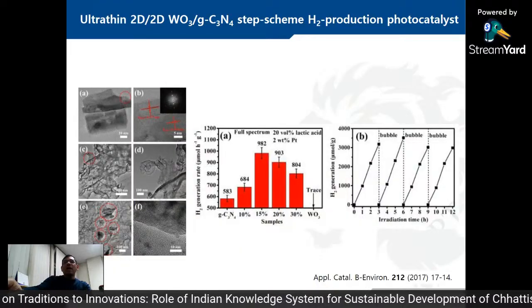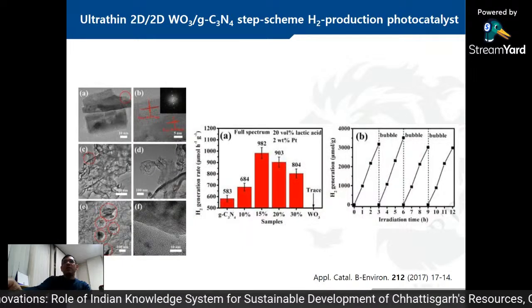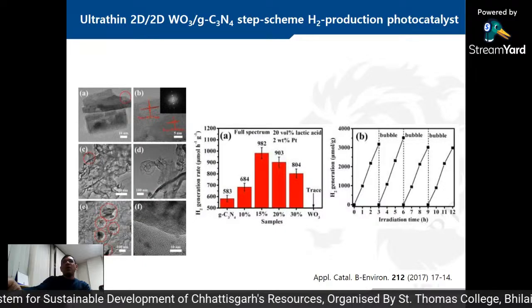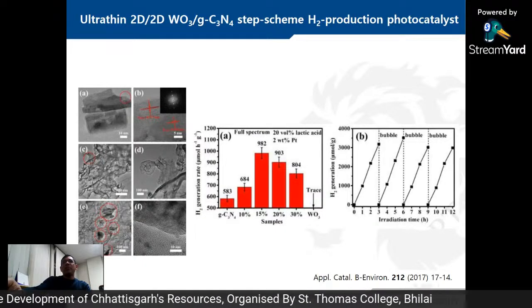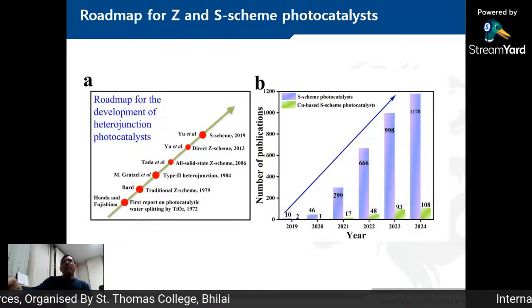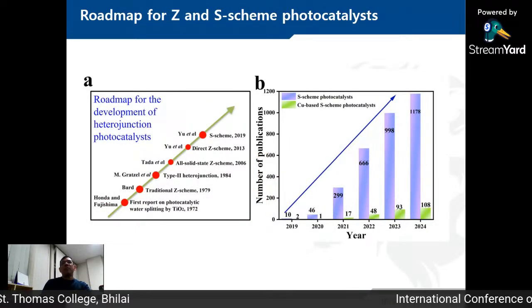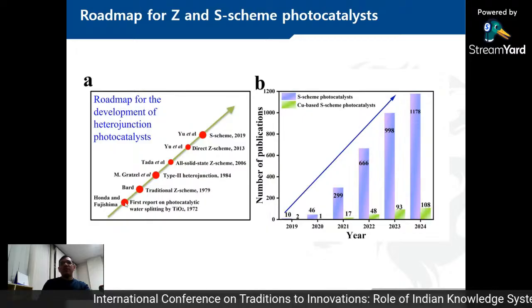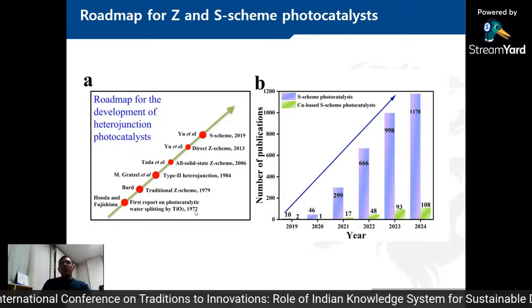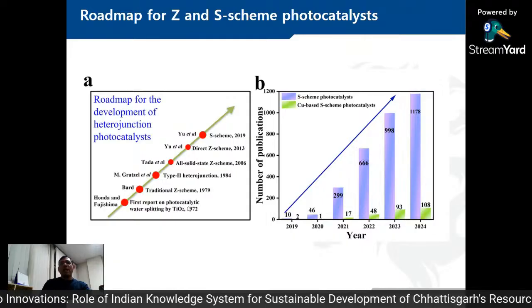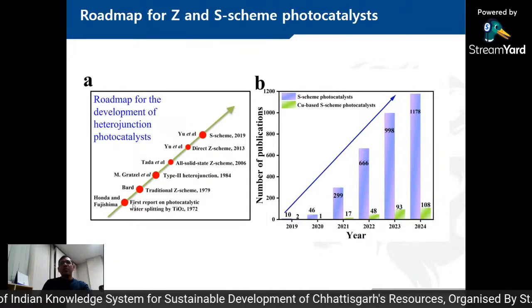This is one of the other experimental methods we use for hydrogen production, using tungsten oxide on carbon nitride. And if you see the roadmap of Z scheme and S scheme photocatalysis, as I showed in the previous slides, in 1972 Honda and Fujishima prepared the first photocatalytic activity. From there, it has improved a lot.